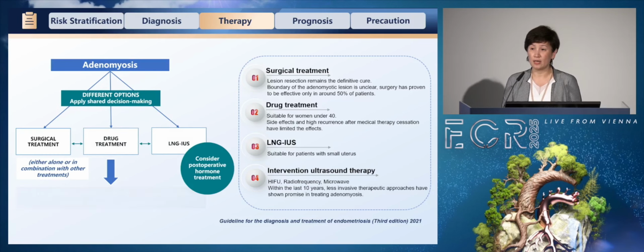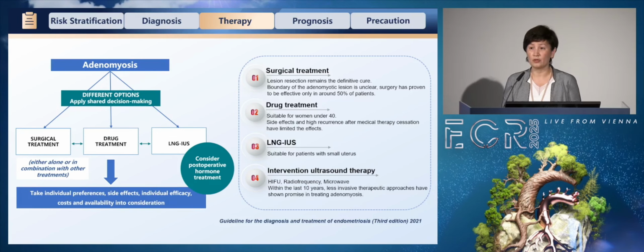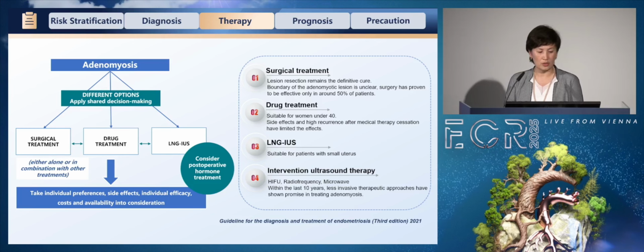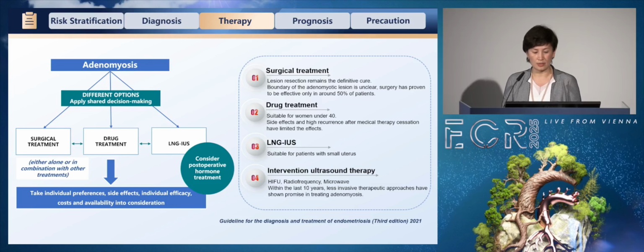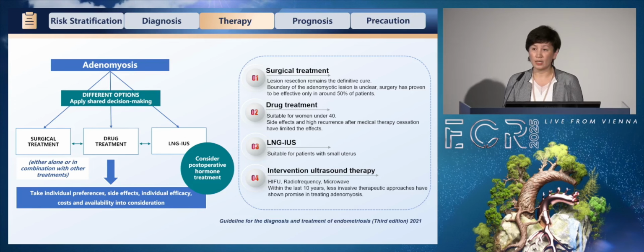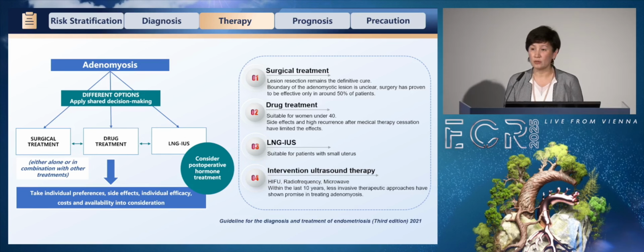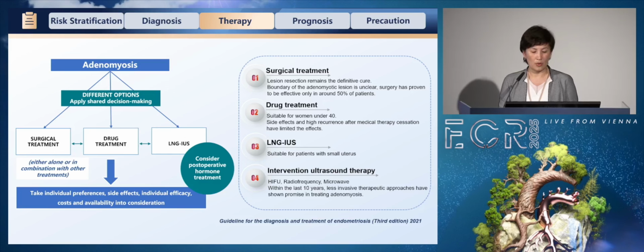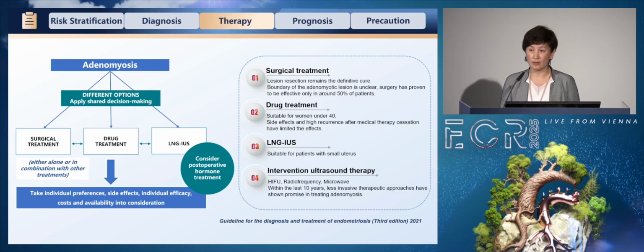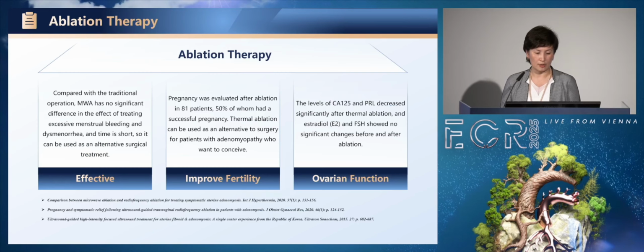Besides this, there are different therapy choices for adenomyosis, including surgical treatment, drug treatment, and IUS. But we know the boundary of adenomyosis is indistinct. So surgery has proven to be effective only in 50% of the patients. Drug treatment is only suitable for women under 40 years old, and IUS is only suitable for a small uterus. So interventional ultrasound therapy will be a promising method for treating adenomyosis.